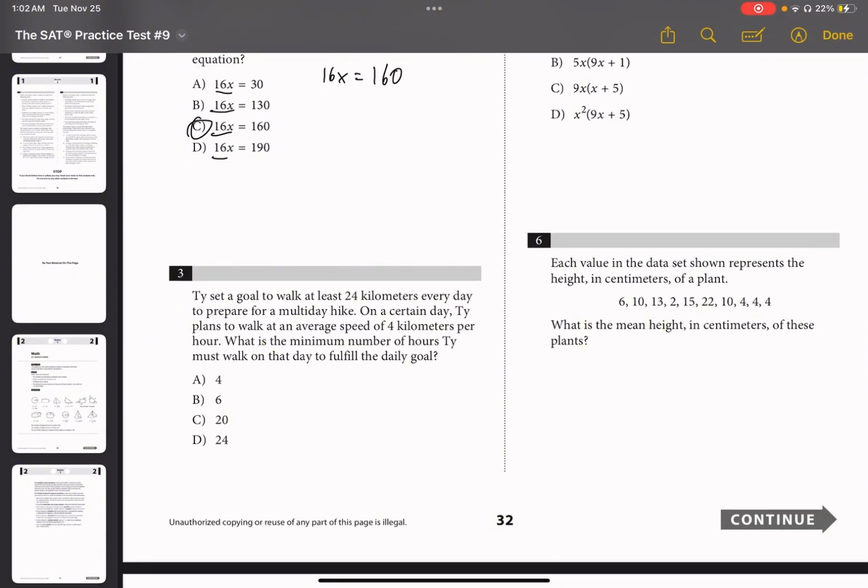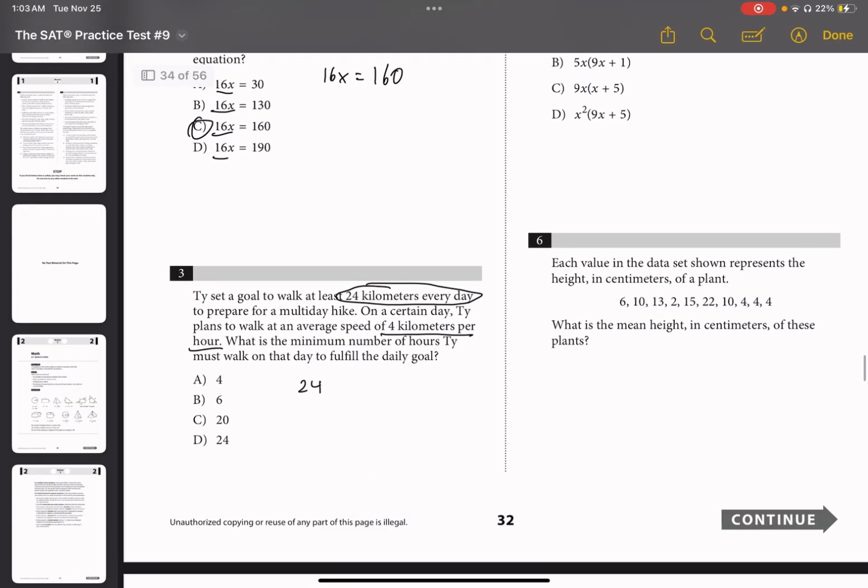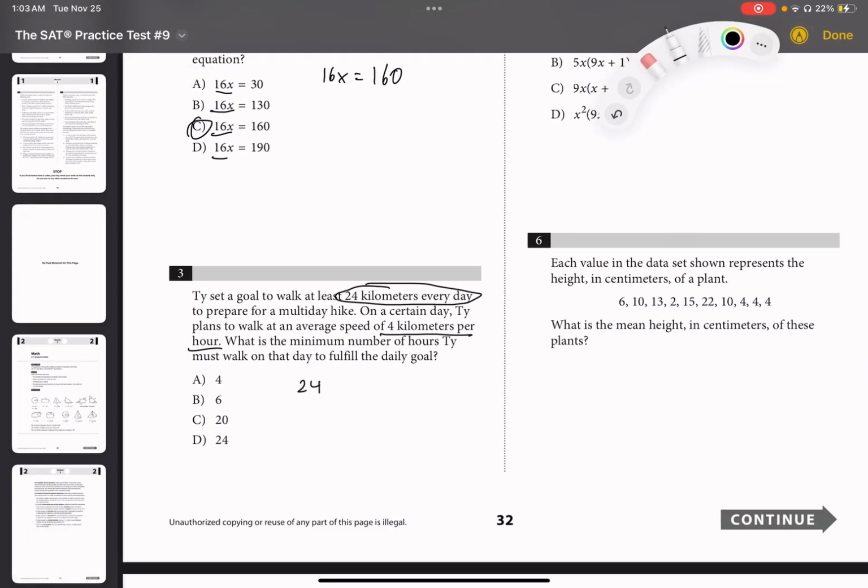Question 3. Ty set a goal to walk at least 24 kilometers every day to prepare for a multi-day hike. On a certain day, Ty plans to walk an average of 4 kilometers per hour. What is the minimum number of hours Ty must walk on that day to fulfill the daily goal? So if he wants to walk 24 kilometers every day, and he's walking at 4 kilometers per hour, we can divide 24 by 4 to find the number of hours, which is going to give you 6.